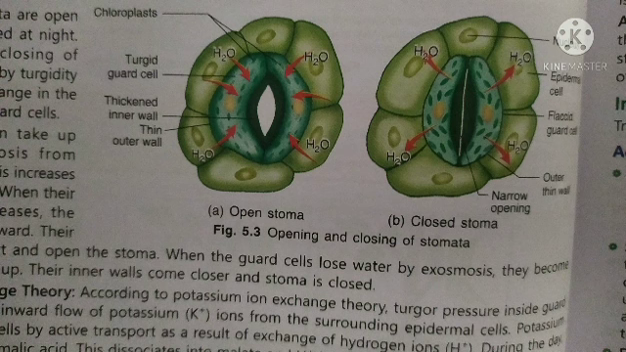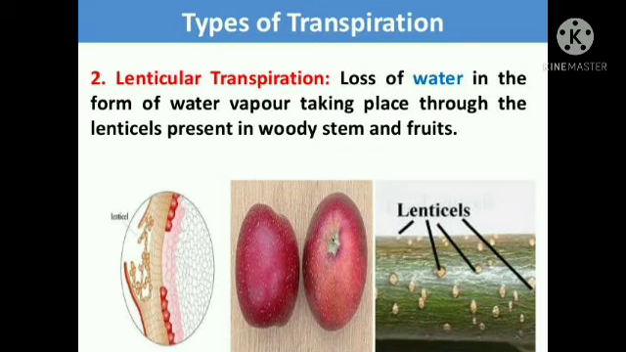So due to the increase in K positive ions, that is potassium ions, in the guard cells, the turgor pressure in the guard cells increases. So this also leads to opening of the stomata.